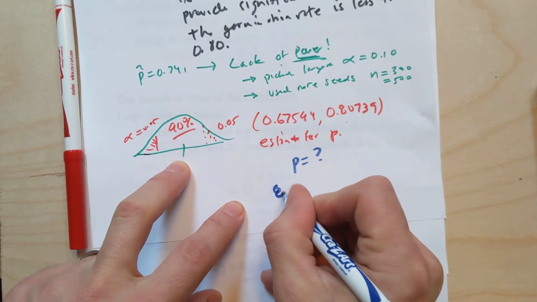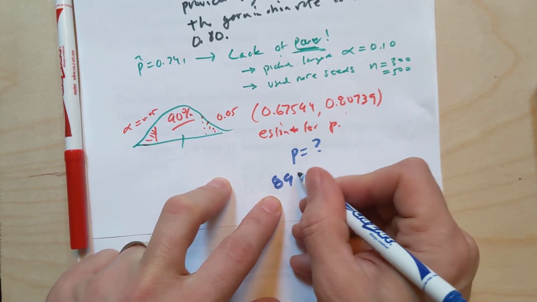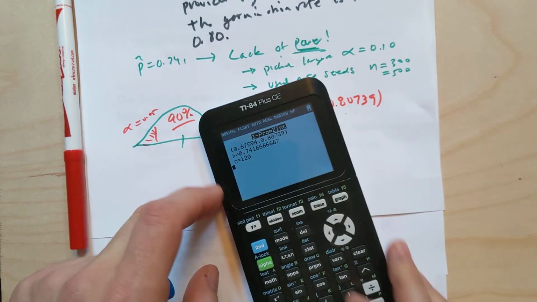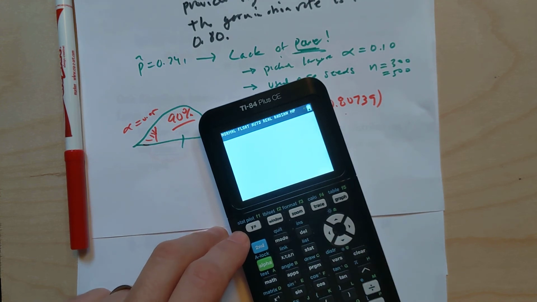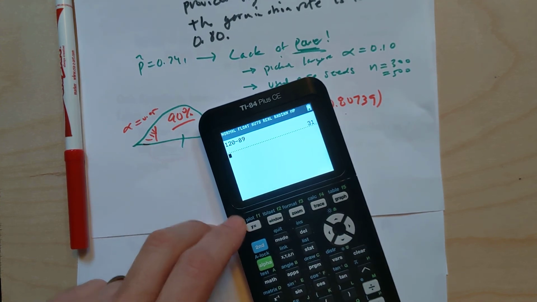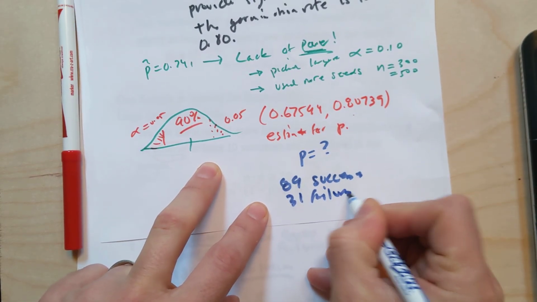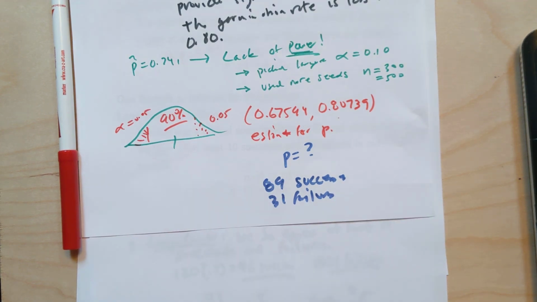So in this instance, instead of the expected, I would look at the actual number of successes. I actually had 89 successes in this sample, right? And then, of course, 120 minus 89 is 31, and I had 31 failures. And for a one prop z int, this is what justifies the large counts condition.